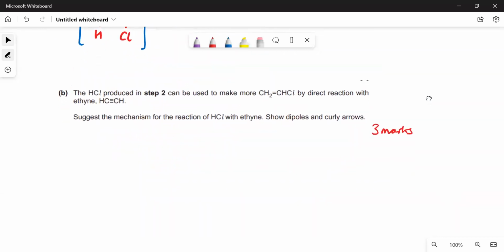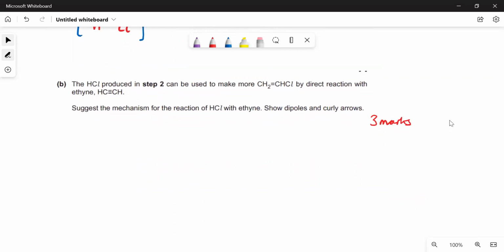Okay, the HCl produced in step 2 can then be used to make more chloroethene by reaction with ethyne, here with a triple bond in it. Suggest the mechanism for the reaction of HCl with ethyne. Well, this is going to be more or less the same as the reaction of HCl with ethene, which you are familiar with. So we just extrapolate that knowledge. Here we've got a triple bond between the carbons. That's going to be attractive to electrophiles. There's only 1 hydrogen attached there.